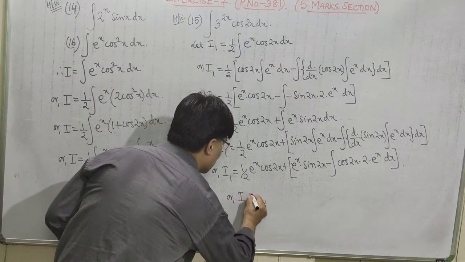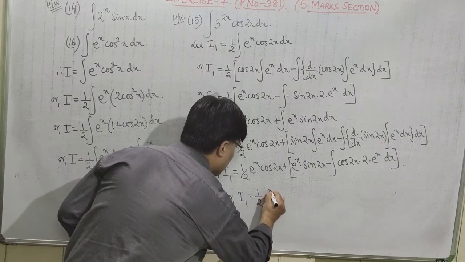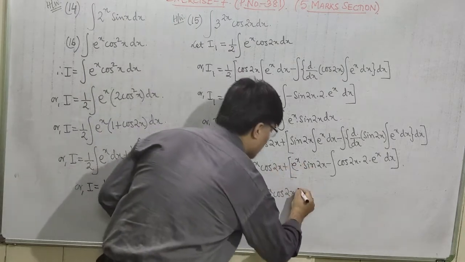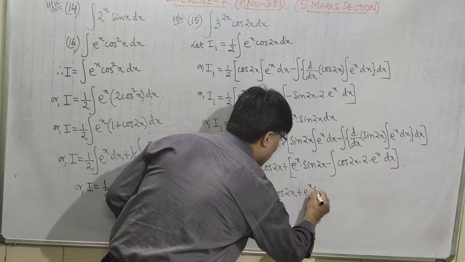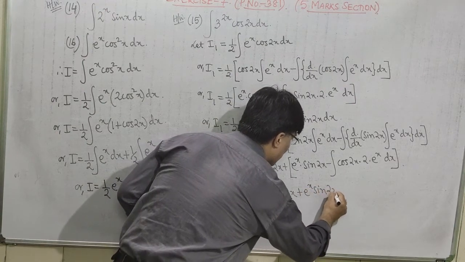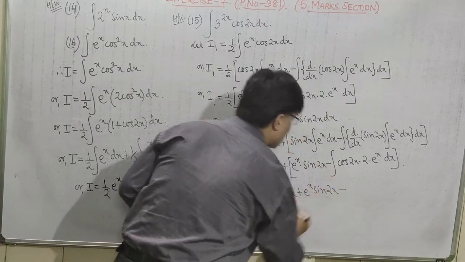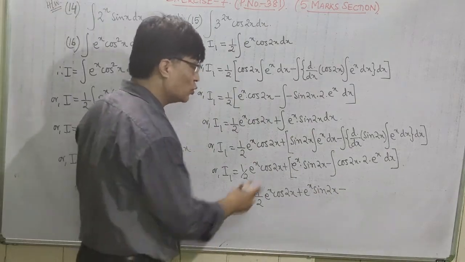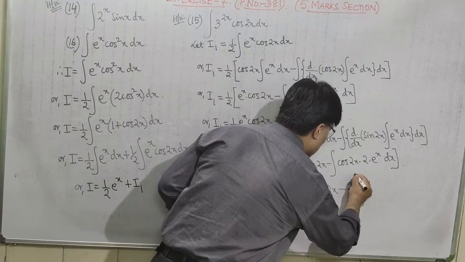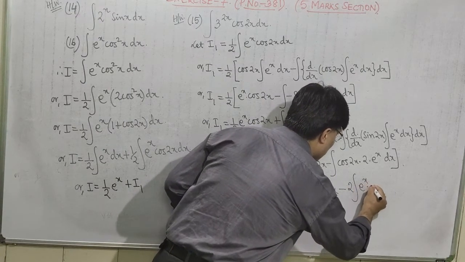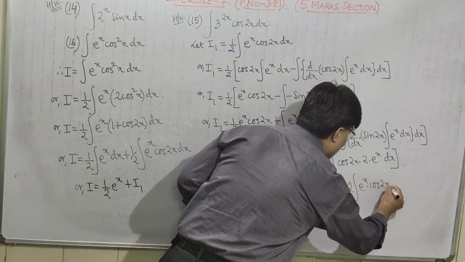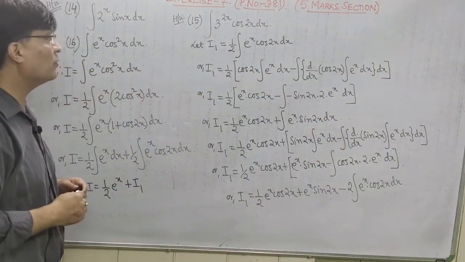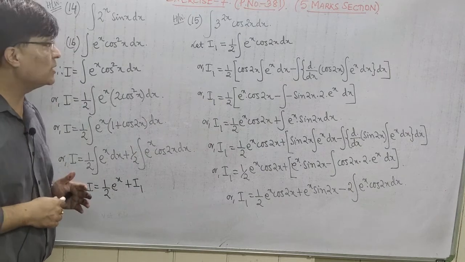Or I1 is equal to half e to the power x cos 2x plus e to the power x sin 2x, minus, and what about that? 2 is a constant, it is taken outside. 2 integral of e to the power x cos 2x dx. Is it clear to all of you? So I think you have understood it.